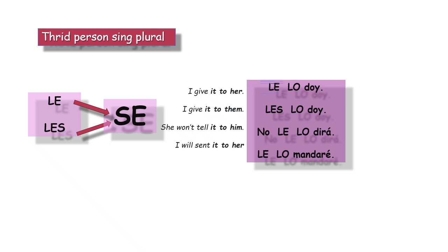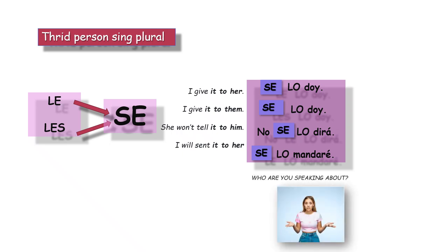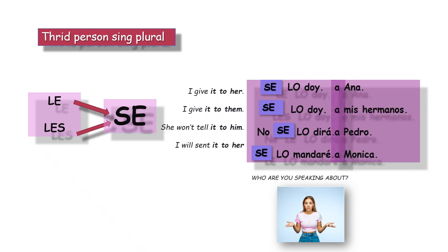So this "le" is replaced for "se lo doy", "no se lo doy", or "se lo mandaré". However, this can sound a bit vague, so we often add a clarification like "a él" o "a ella", "a Ana", "a mis hermanos", "a Pedro", "a Mónica". Otherwise we don't know who we are talking about.